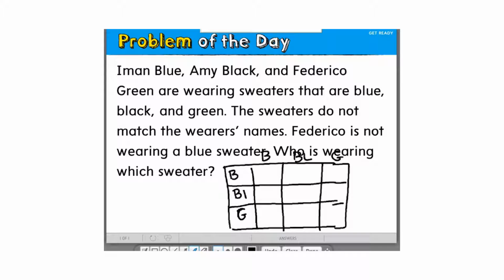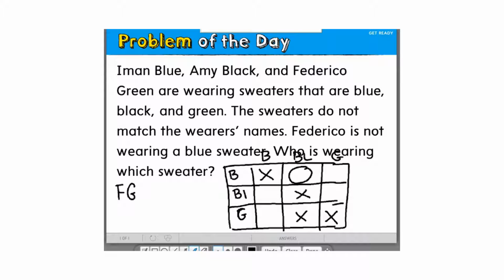Okay, let's see if you got it. So, let's see. Iman Blue cannot wear blue, right? Amy Black cannot wear black, and Federico Green cannot wear green. And then it also tells us that Federico's not wearing blue either. Which means he's wearing black. So Federico can only be wearing black. So nobody else is wearing black.